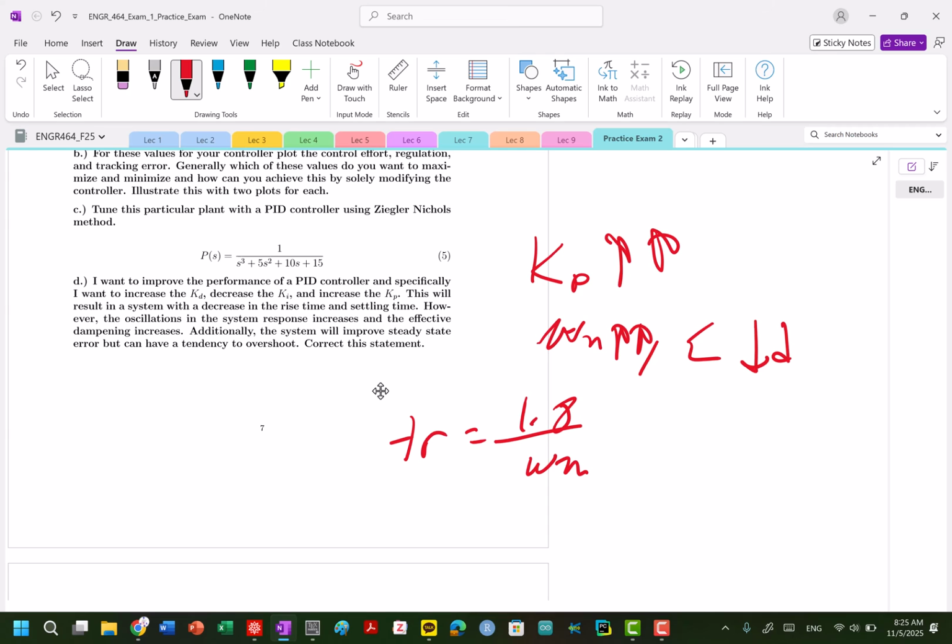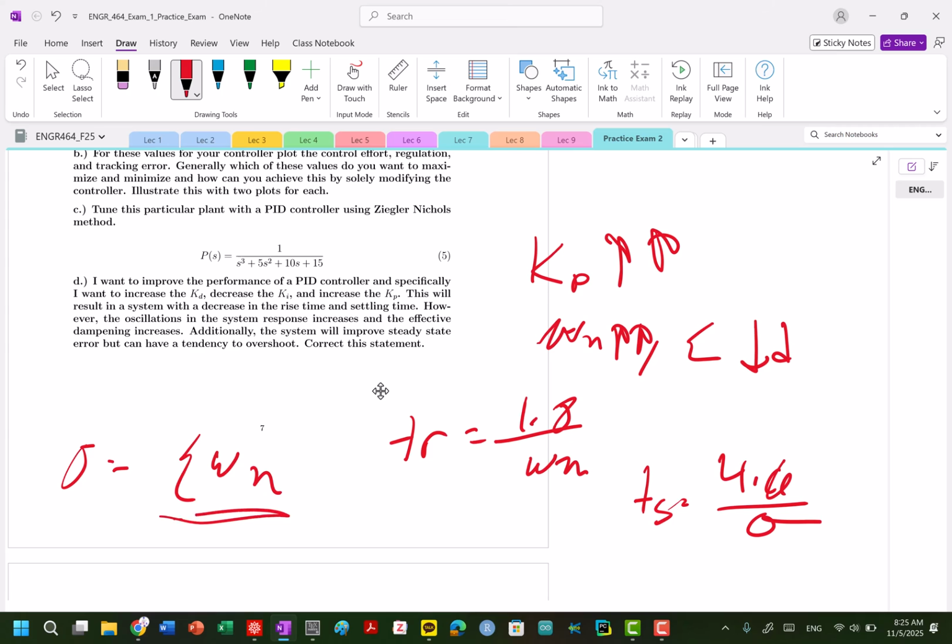My settling time, TS, is equal to 4.6 over sigma, and my sigma is equal to my damping ratio times omega n. So this value will basically be constant. If I increase KP, I'm not shifting this at all. Actually, it's not going to change at all. So maybe that's not true based solely on KP.